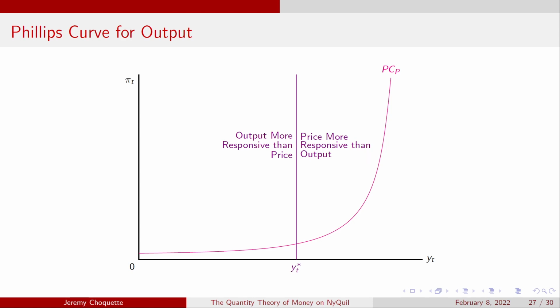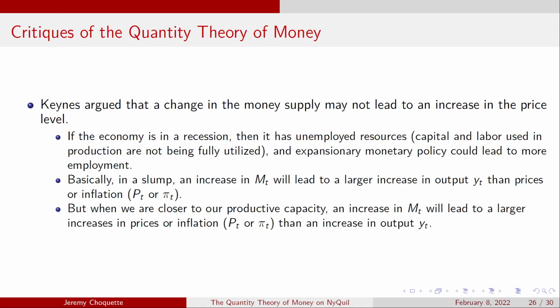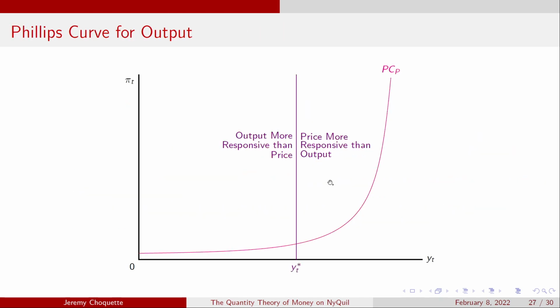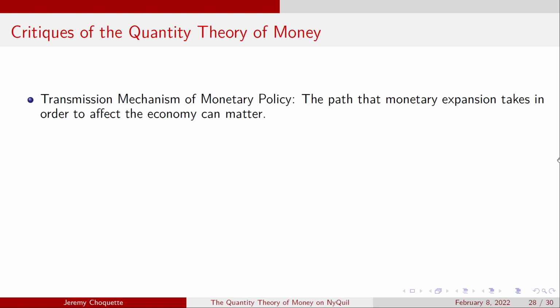And Keynesians, and also New Keynesians, would be arguing that if we're in this region here, increasing the money supply isn't a bad idea. But if we're here, it'd be a terrible idea. All right, so that's one possible critique of the quantity theory of money.